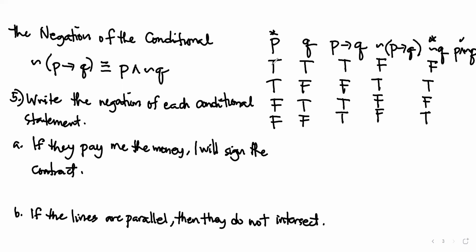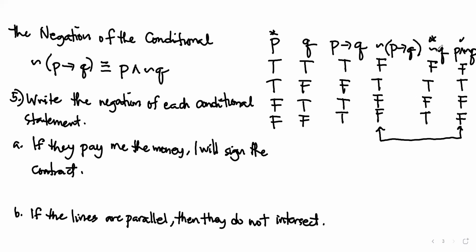So we have a conjunction: true and false. For a conjunction, if one of the statements is false, then it's false. True and false, that is false. True and true, that is true. False and false, that is false. False and true, that is false. So this one, they have the same truth values. Therefore, they are equivalent statements.